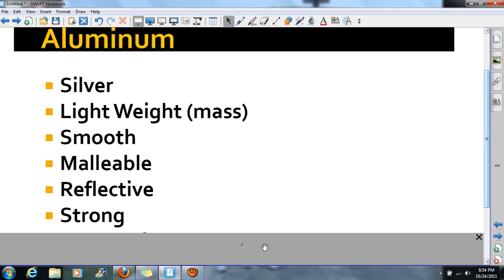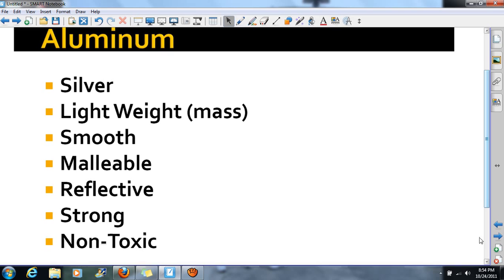Aluminum is also very strong. You might not think of that because you're thinking, well, I can rip it pretty easy, or I can crush a can pretty easy. But in general, aluminum, and especially when you combine it with other metals, it becomes very strong. Aluminum is actually used in the building of planes, so of airplanes. So of course, when combined with other metals, it can be a very strong metal.